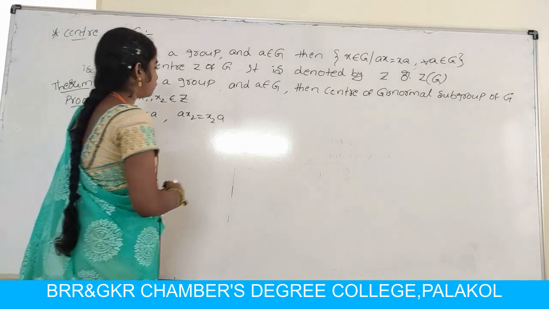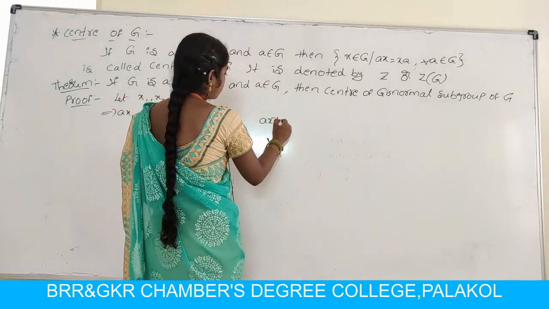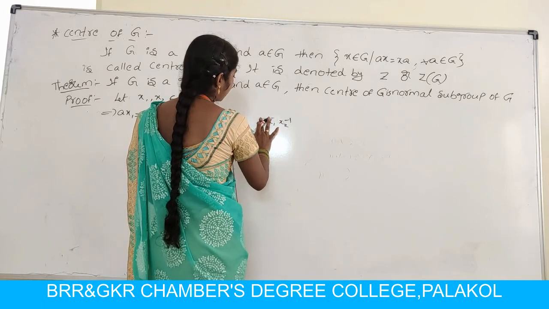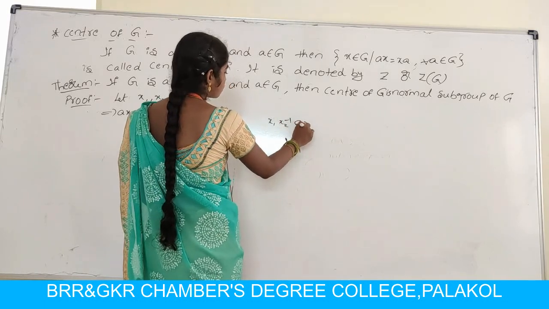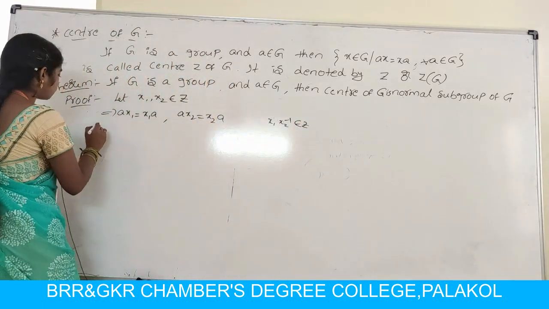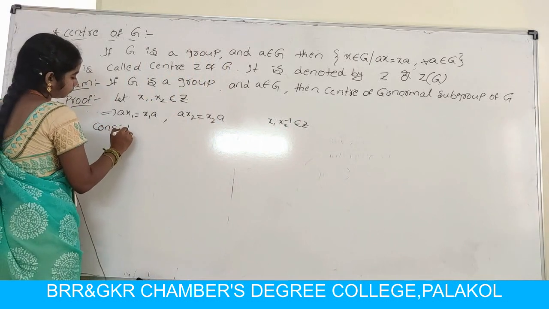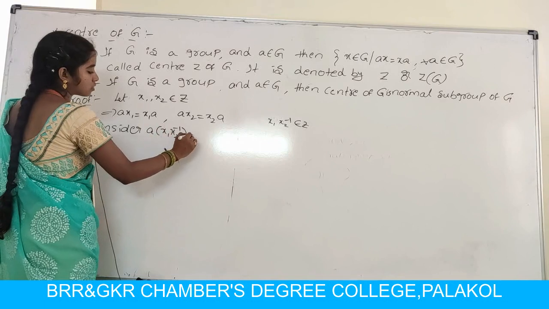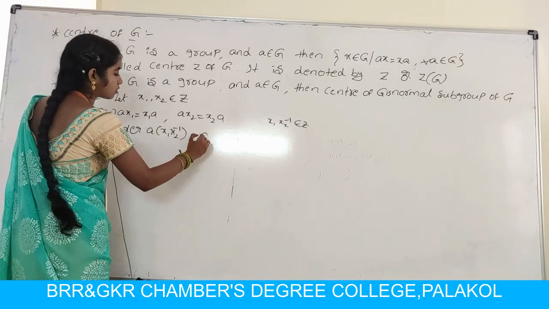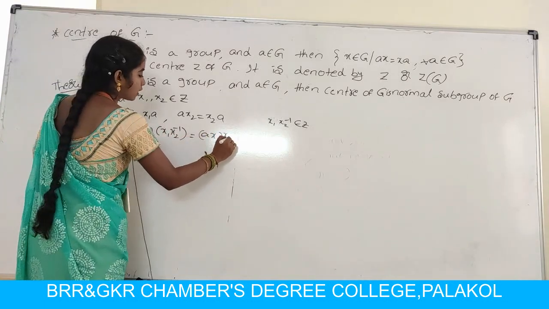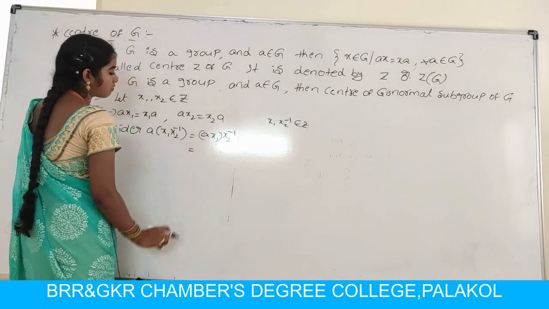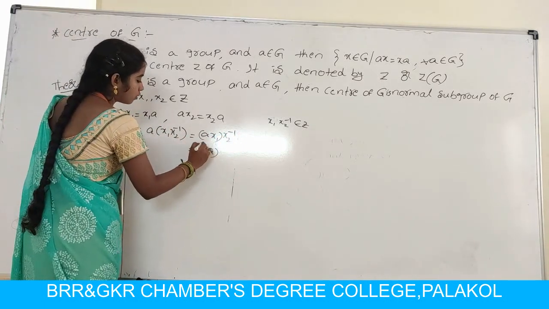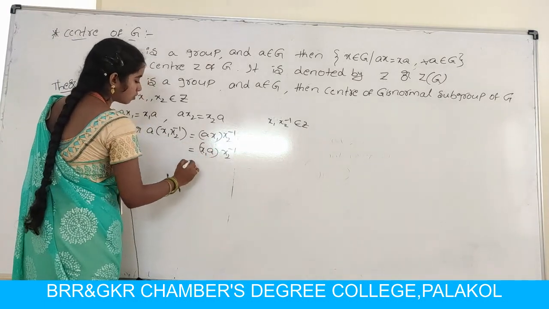So we have to prove A x1 inverse, x1 into x2 inverse belongs to Z. So let us consider A into x1 into x2 inverse. So changing the brackets, A x1 into x2 inverse. So Ax1 can be written as x1A, into x2 inverse.